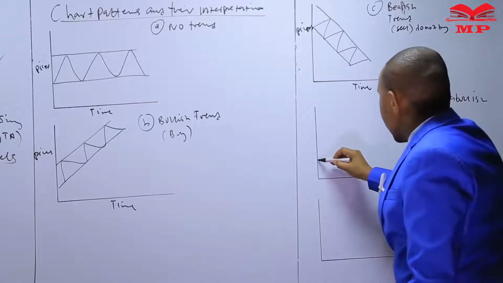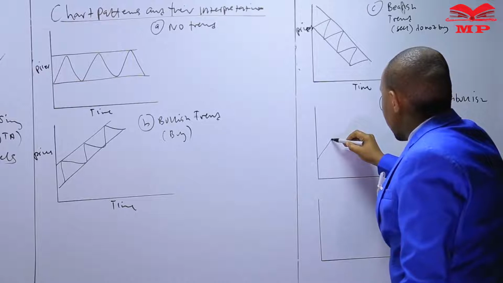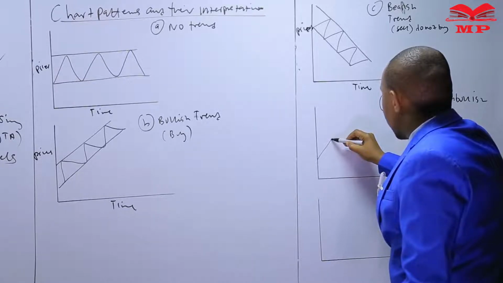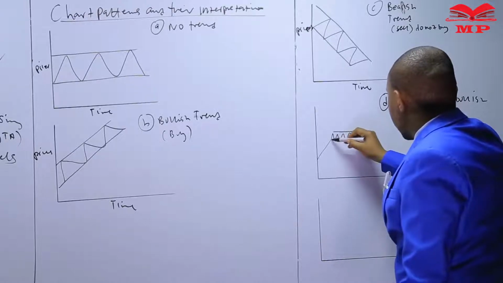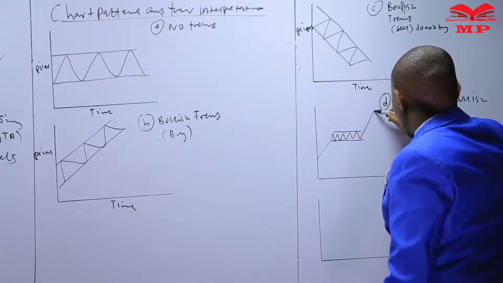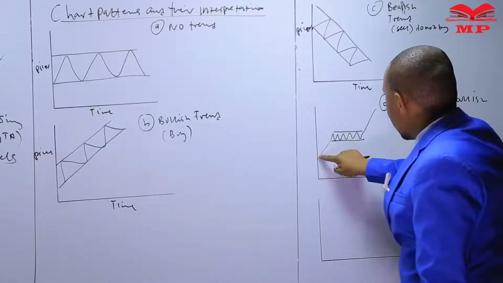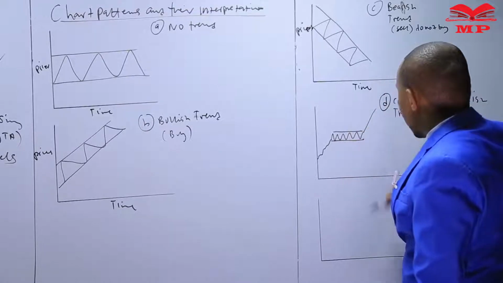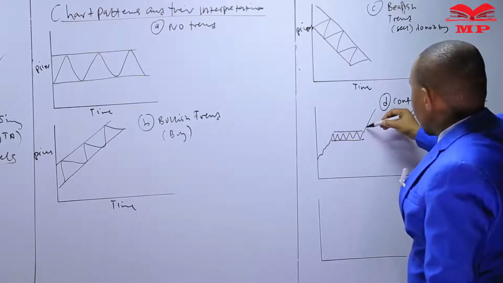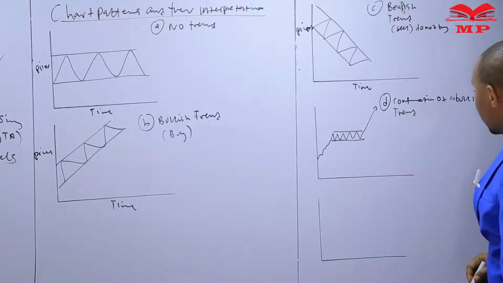So we have something that moves like that. Then we have like that. Then it moves up in that direction over here. So these are the security prices over here. The security price is moving like that. Then we have that kind of a channel where there is no trend, and then it moves up in that direction. That is confirmation of a bullish trend.